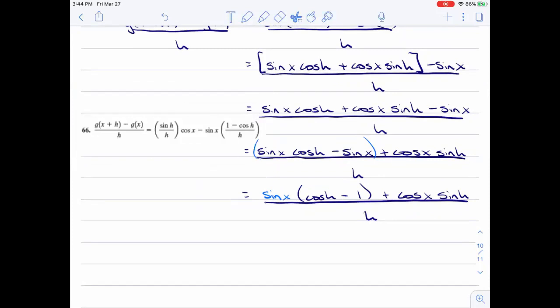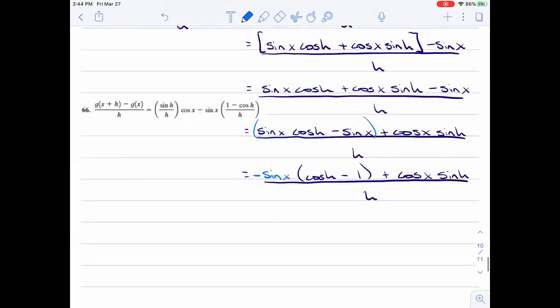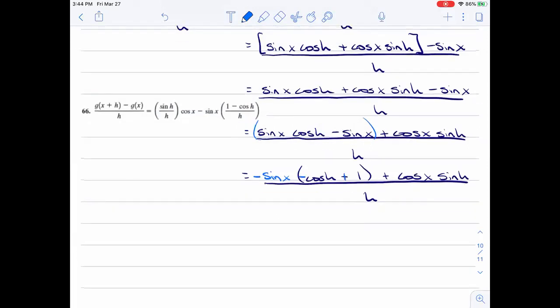Okay, so I want the sine of x. It looks like I've already got this sort of, right? Except I've got cos h minus 1 instead of 1 minus cos h, but I also want the negative here. So maybe what I should have done is pulled out a negative sine x, which makes this negative and this positive. We'd have to change the sign when we pull out a negative.